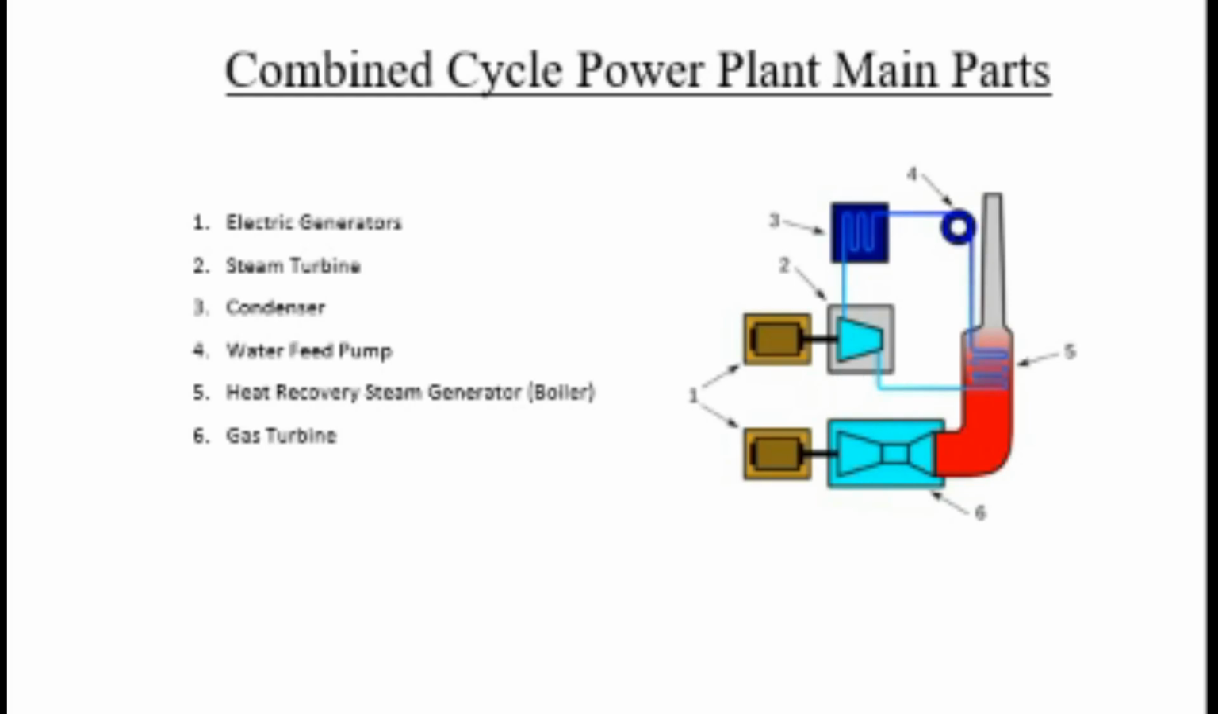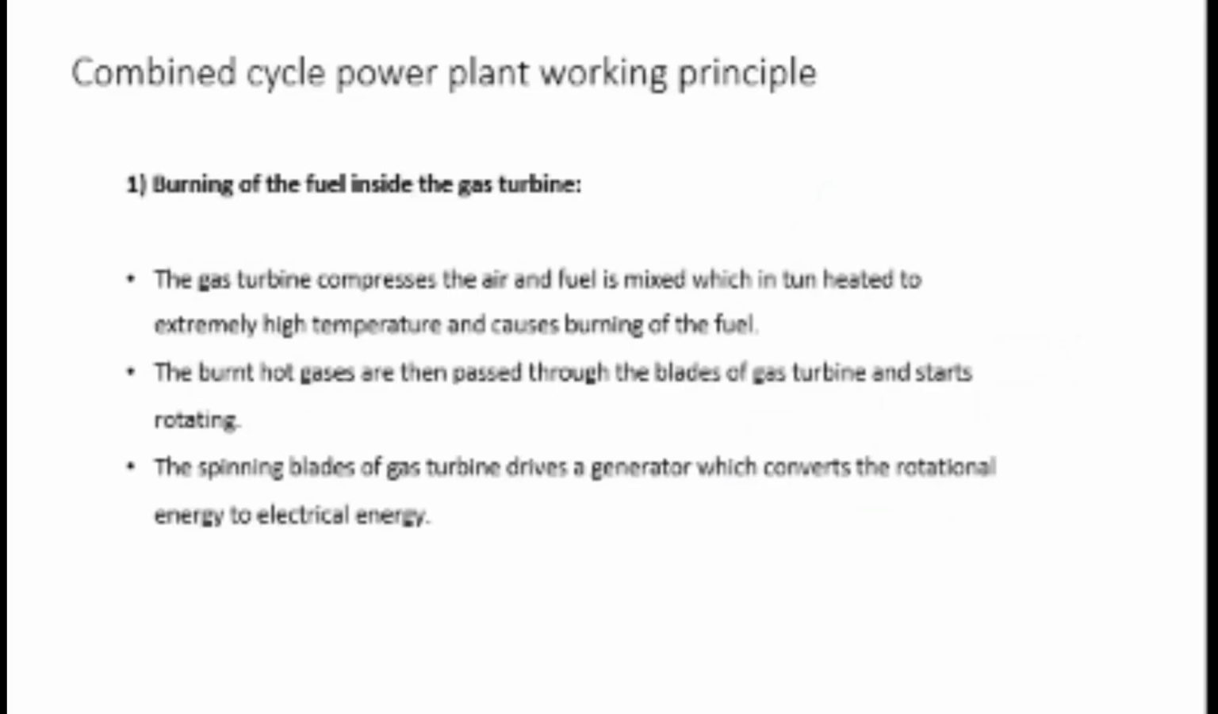Assalamualaikum. Today I will talk about combined cycle power plant. So the combined cycle power plant has 6 main parts, which are electric generators, steam turbine, condenser, water feed pump, heat recovery steam generator aka boiler, and gas turbine. The combined cycle power plant working principle has 3 sections.